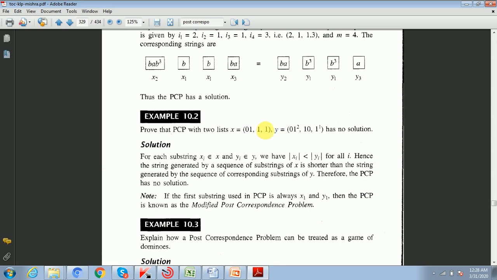Obviously, whatever the arrangement, it doesn't give a solution, because each yi is longer than the corresponding xi. So we can't make the LHS equal to the RHS by placing xi's and yi's in any order, any length, or any number of repetitions.